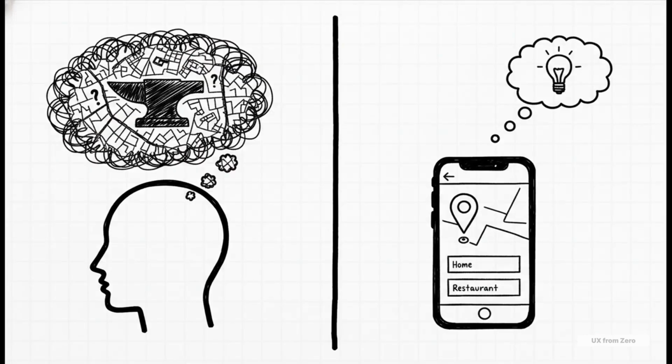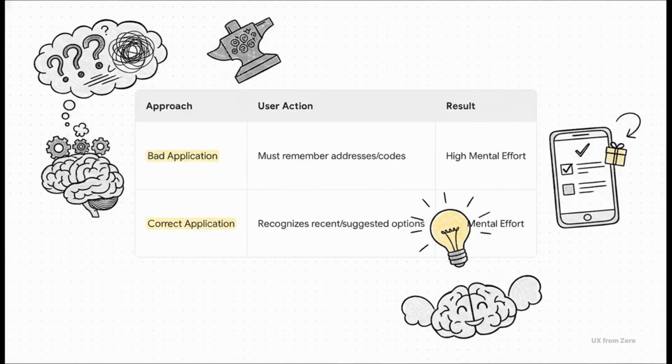And for our final example, recognition over recall. This one is all about making things easier on the user's brain. Let's say your user is booking a cab. So the bad application makes the user do all the work, forcing them to remember their home address, type it all out, remember some promo code they saw. But the correct application, using this heuristic as a filter, leads you to design choices that actively help the user. You show them a list of recent locations. You automatically pop up available offers. You're taking the cognitive load off of them.